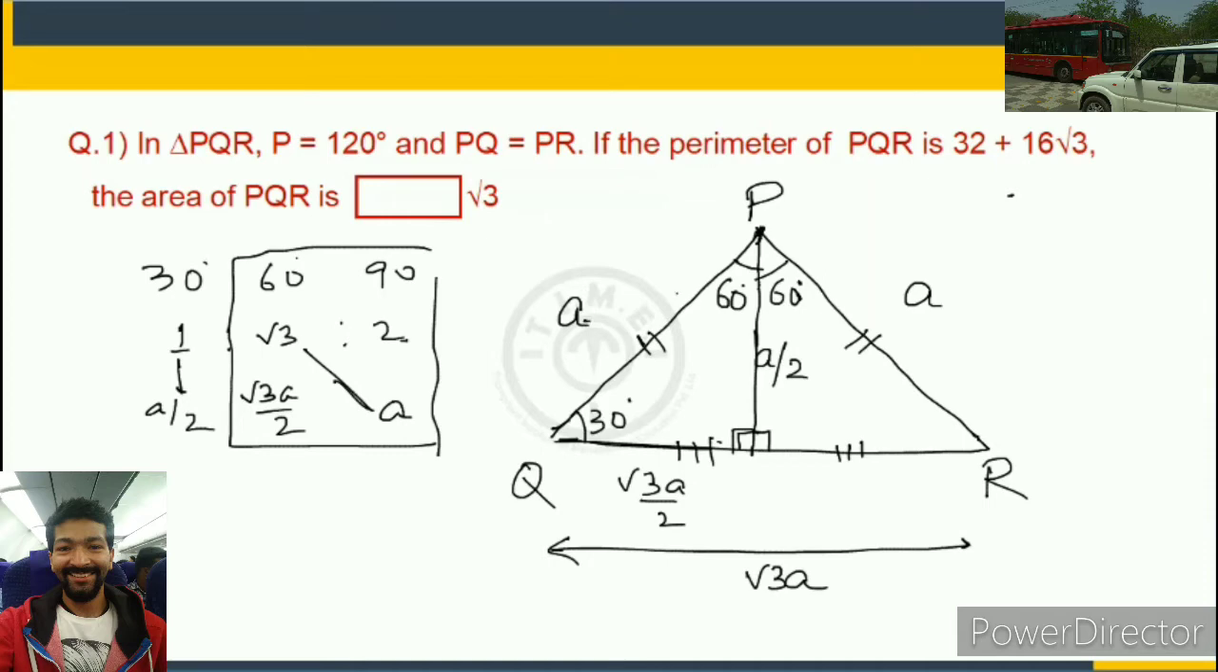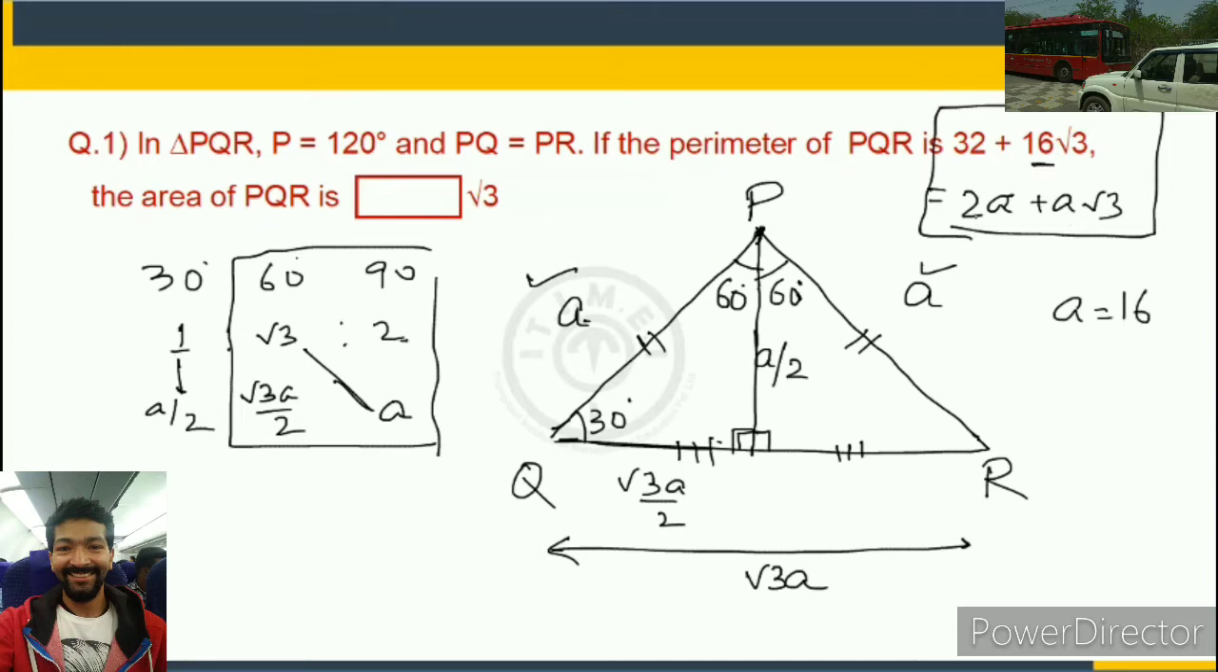So the sum would be a plus a, 2a plus a√3. So this perimeter, they are saying, would be equal to 2a plus a√3. Comparing, you can easily get the value of a should be equal to 16. Compare the rational term with the rational one, the irrational with the irrational one, right? So the coefficient of √3 is a, that should be equal to 16. And it matches here also. So the value of a is 16. So everything is obtained now.